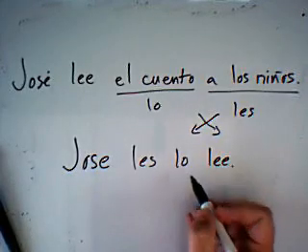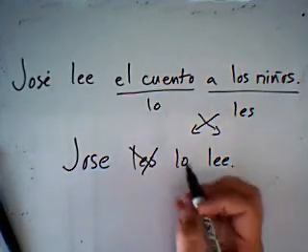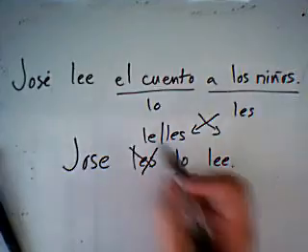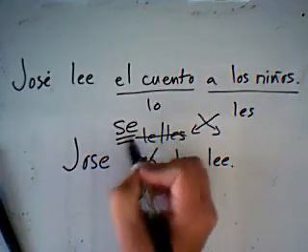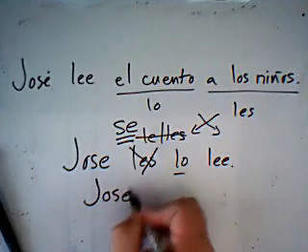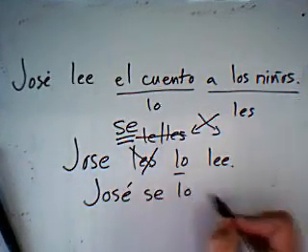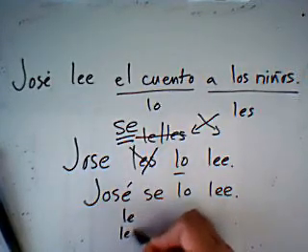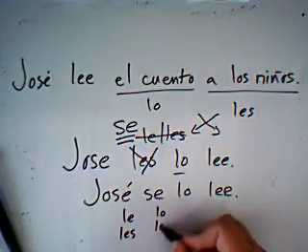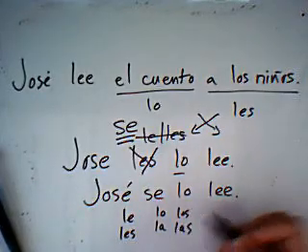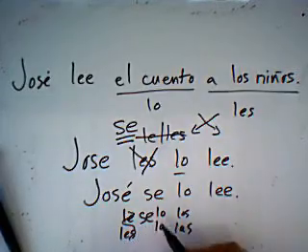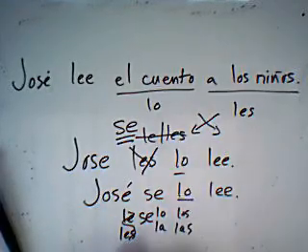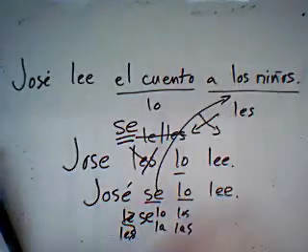So what native speakers do is they replace a le or a les before a lo, la, los, or las with se. Okay, so it's going to become José se lo lee. Remember that rule. If you have a le or a les before another pronoun, lo, la, los, or las, that becomes se. Okay, José se lo lee. Lo being the short story, se referring all the way back to a los niños.